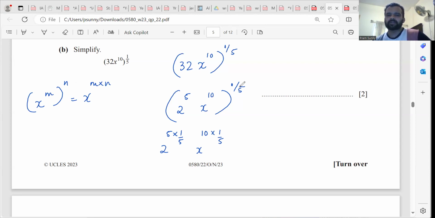x to the power of 10 to the power of 1 by 5 is x to the power of 10 into 1 by 5. 5 and 5 get cancelled. This will become 2, 5 times 1, 5 times 2. So 2x to the power of 2 will be our final answer for B part.